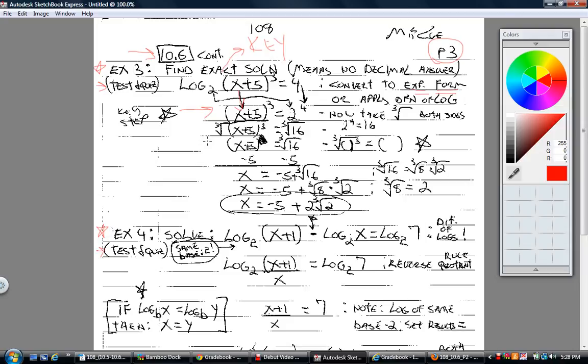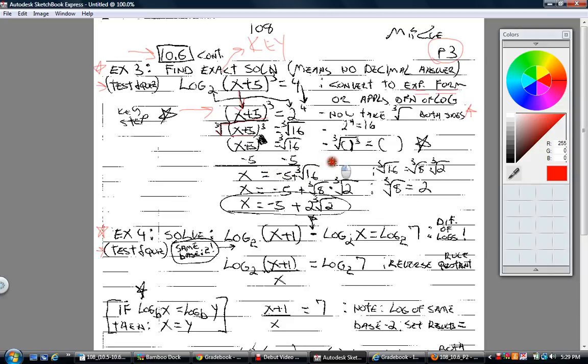Now we revert back to what we did in chapter 8, when the variable was inside parentheses and it was cubed. How do I get to that base inside the parentheses? How do you undo cubing? You take the cube root on both sides. Then the base drops down, so you've got x plus 5 equals the cube root of 16, minus 5 on both sides, and now x equals negative 5 plus the cube root of 16.